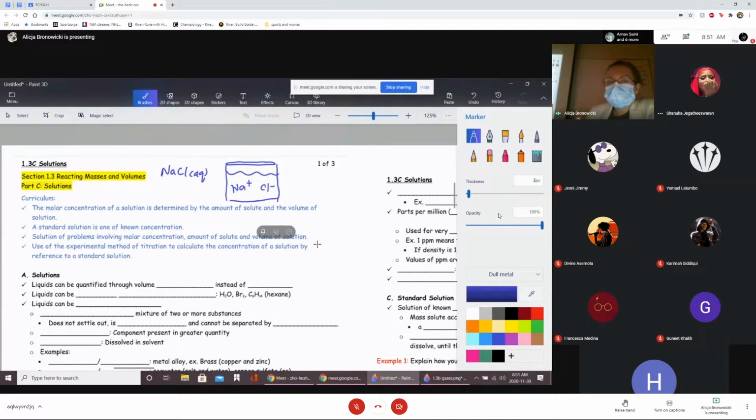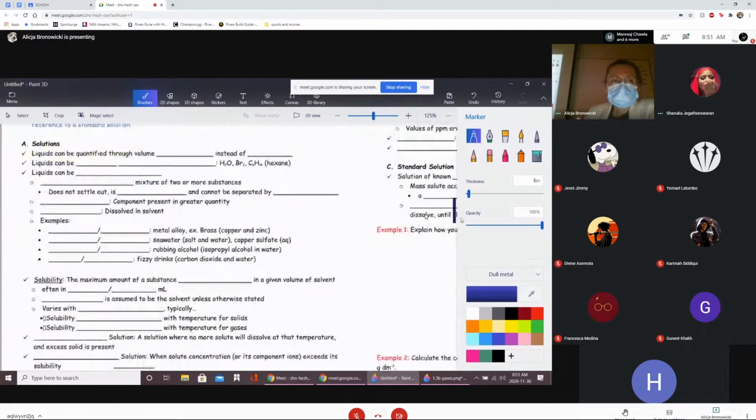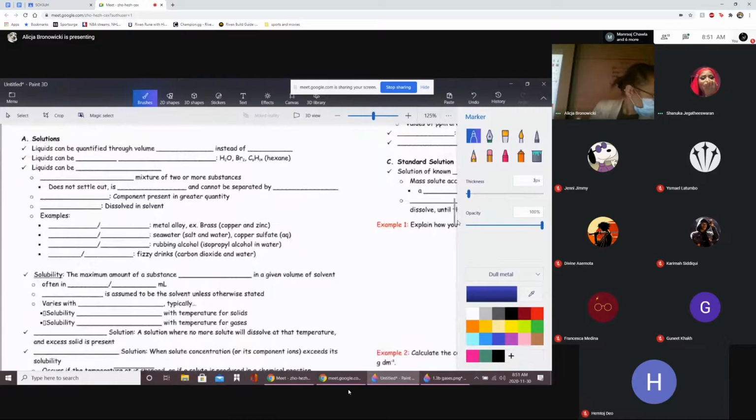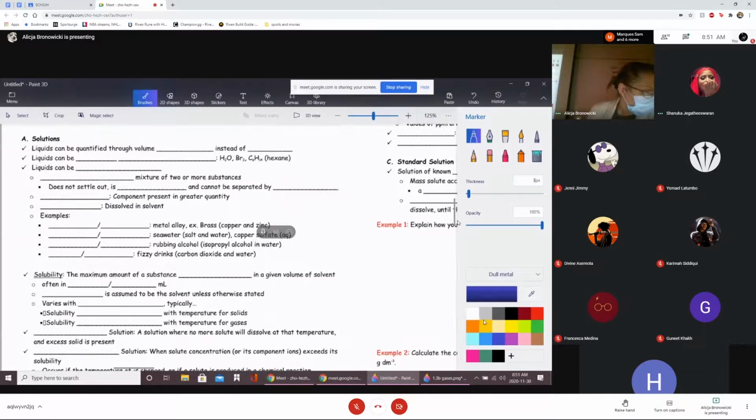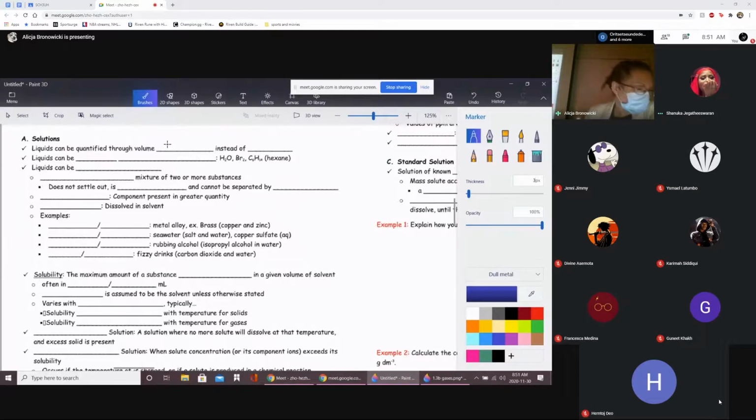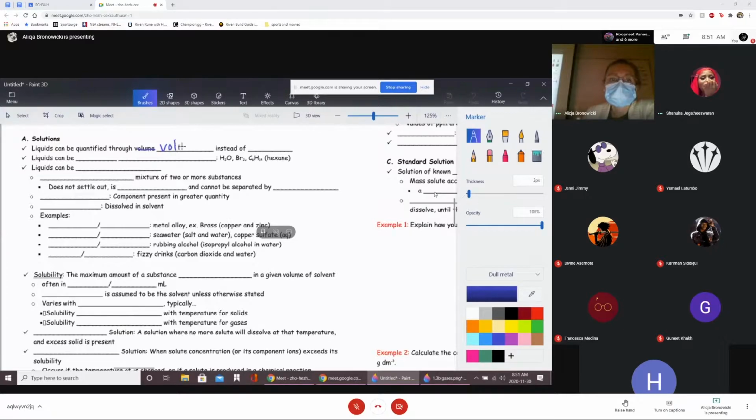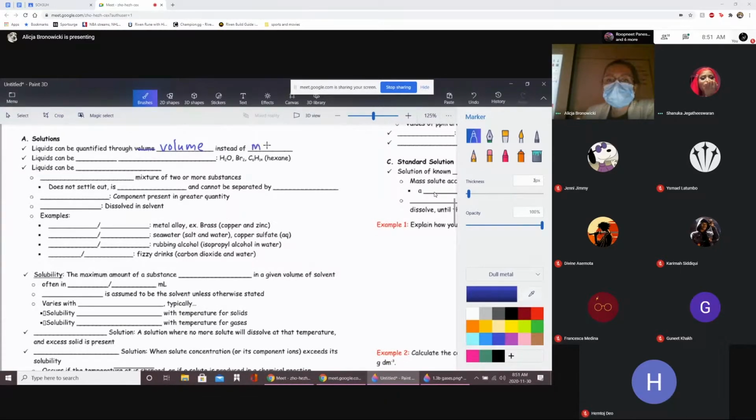So we're going to learn a bunch of definitions, but then we're going to learn how to work with solutions. Okay, so when we have a liquid, we can quantify it through volume instead of mass. Basically if I asked you how much of a liquid you have, you wouldn't say that you have 2 grams of water, you'd say, oh, you have 2 milliliters of water, right? So that's how we represent the amount of a liquid. We represent it with a volume.